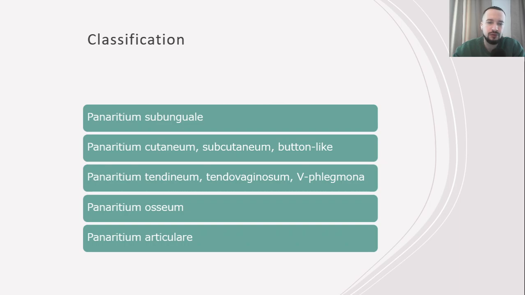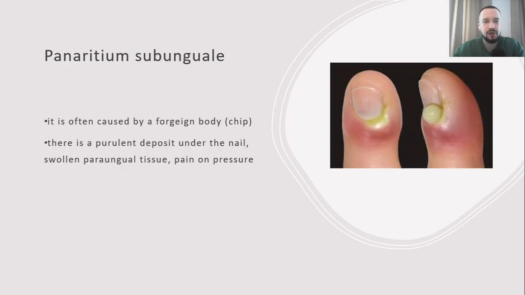Classification: we have a few types of the Panaritium: subunguale, cutaneum, subcutaneum, button-like, tendinum, tendovaginosum, V-phlegmona, Panaritium osseum, and Panaritium articulare.